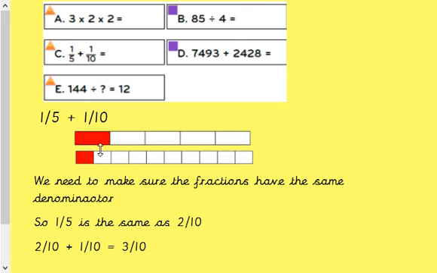So what I would suggest we have to do is turn the denominator into tenths, so it is both the same. So 1/5 is the same as 2/10. So we would write 2/10, and then we would add 1/10. Now we all know how to do this because when we're adding fractions with the same denominator, the denominator stays the same, and then we just add the numerators. So 2 plus 1 is 3. So the answer to the question would be 3/10.